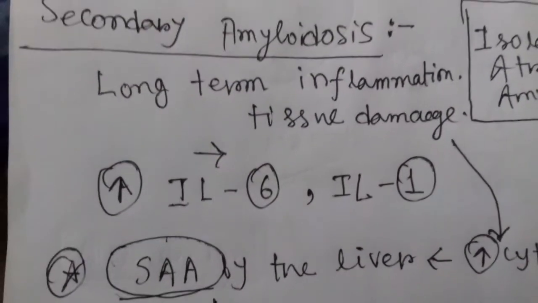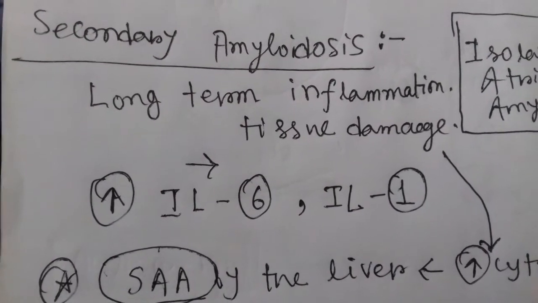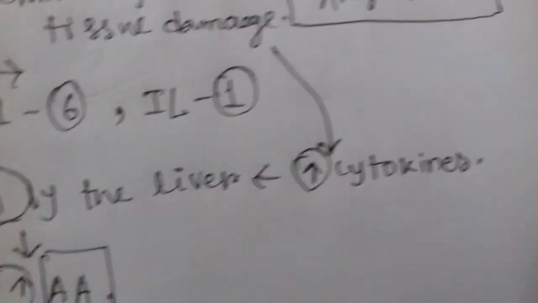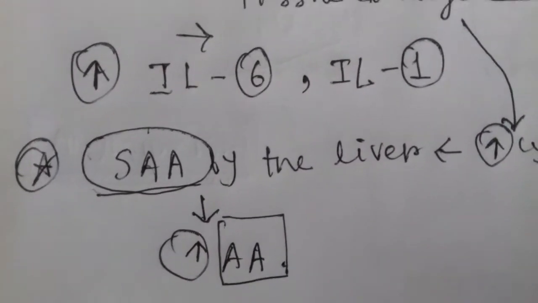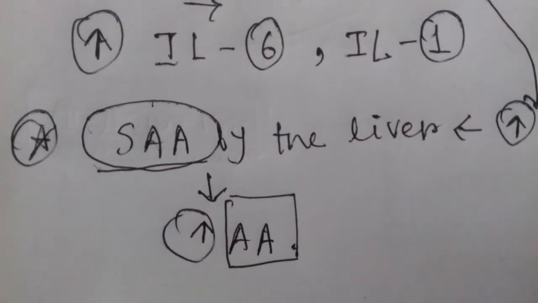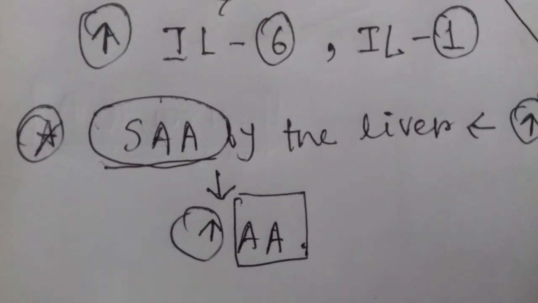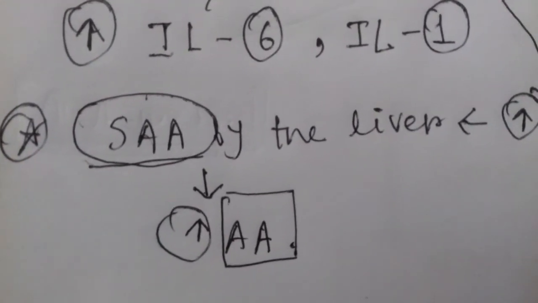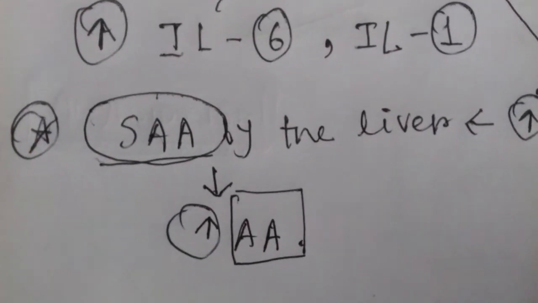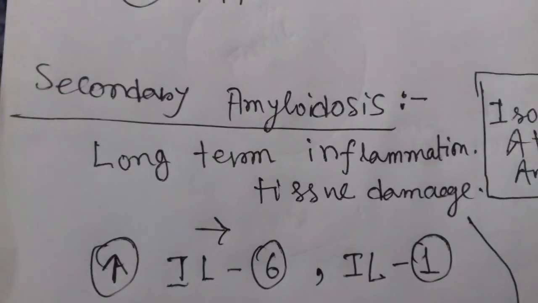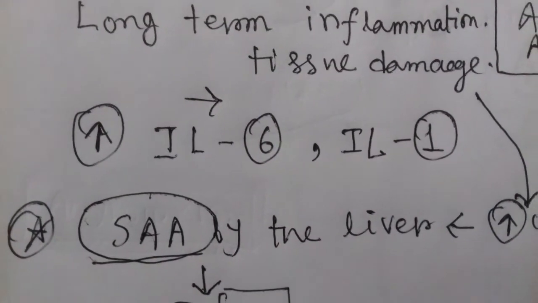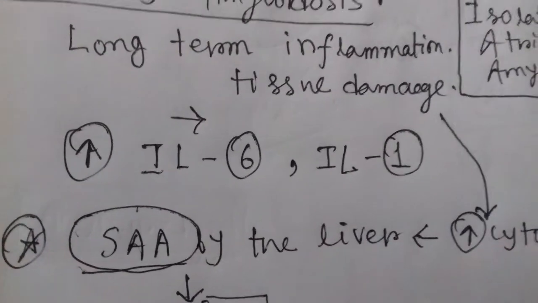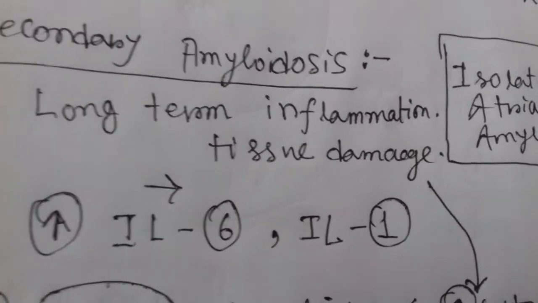And in case of secondary amyloidosis, if there is long-term inflammation or tissue damage, then increased secretion of cytokines leads to stimulation of the liver for synthesis of SAA, that is serum amyloid associated protein. Sorry, I said it wrong. It is the serum amyloid associated, which is the precursor protein for amyloid associated. So it leads to an increase in amyloid associated and then leads to secondary amyloidosis. In this process, interleukin 6 and interleukin 1 are also associated. Both of them are increased in case of secondary amyloidosis.